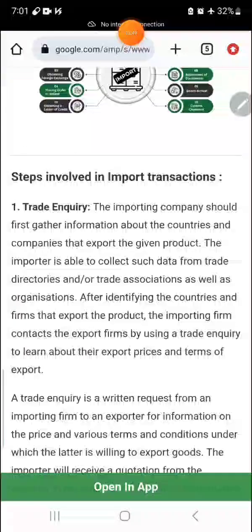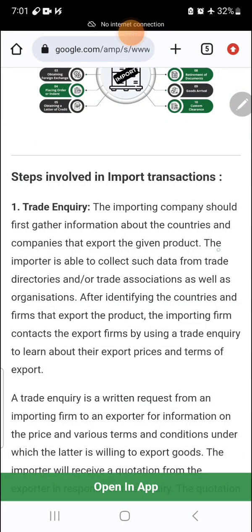So let me go over these steps summarized for you. 1. Trade inquiry. 2. Procurement of import license. 3. Obtaining foreign exchange. 4. Placing order or indent. 5. Obtaining a letter of credit. 6. Arrangement of finance. 7. Advice for shipment receipt. 8. Retirement of documents. 9. Goods arrival. 10. Custom clearance. Goods arrival, right? Steps involved in import transactions.